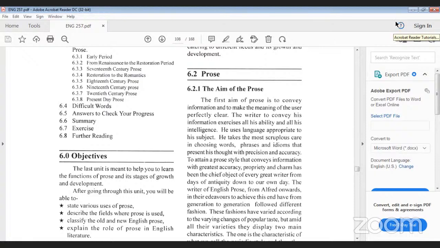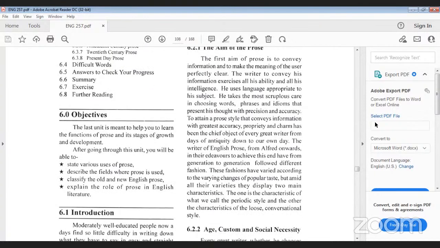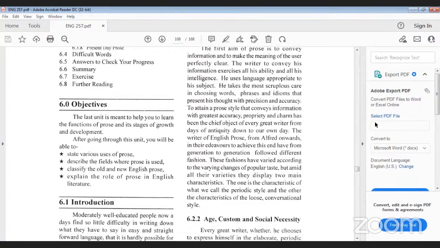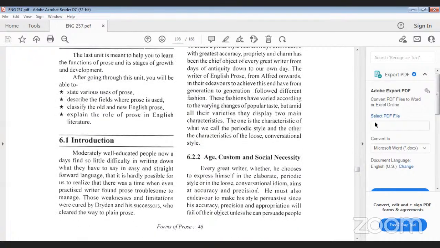But amid all their varieties, they display two main characteristics. The one is the characteristic of what we call the periodic style, and the other the characteristic of the loose conversational style, age, custom, and social necessity. Every great writer, whether he chooses to express himself in the elaborate periodic style or in the loose conversational idiom, aims at accuracy and precision.